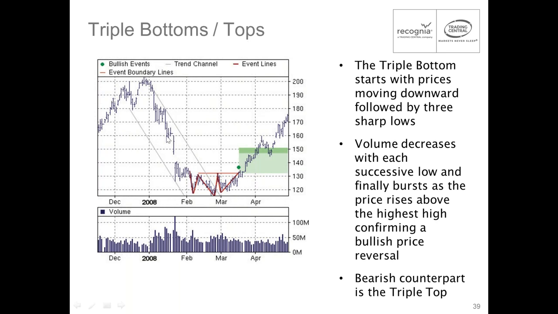Triple bottoms are actually quite rare events, and they're very similar to the head and shoulders that I showed you earlier, but in this case, all three dips are about the same level. So we have one, two, three rallies and declines before breaking through on the third attempt. The difference between this and the head and shoulders is that in the head and shoulders, we have a head in the middle, which is much lower than the two shoulders. In this case, all three declines are at around the same level.